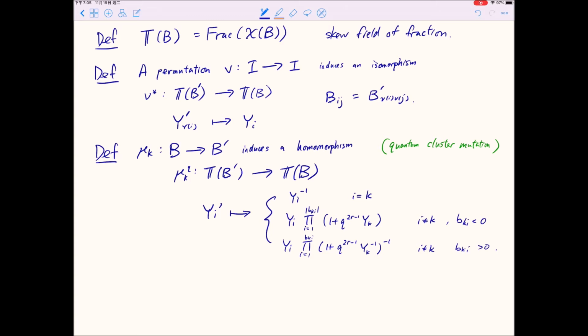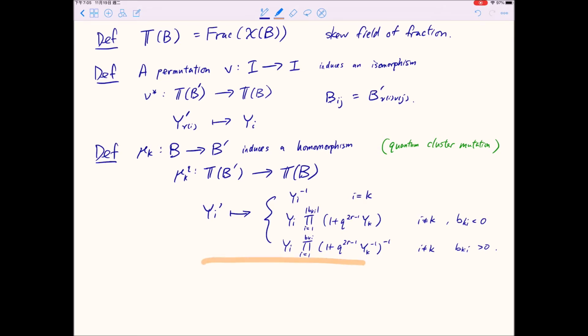So if you just look at the right-hand side part, then if you take Q to be 1, then all these products will be the same, and you will get something like 1 plus yk to some powers, or 1 plus y inverse to some minus power. And this is exactly the tropical Y-seed mutation that we have seen. But now we have the Q factors involved, then this will be the formula that we want.